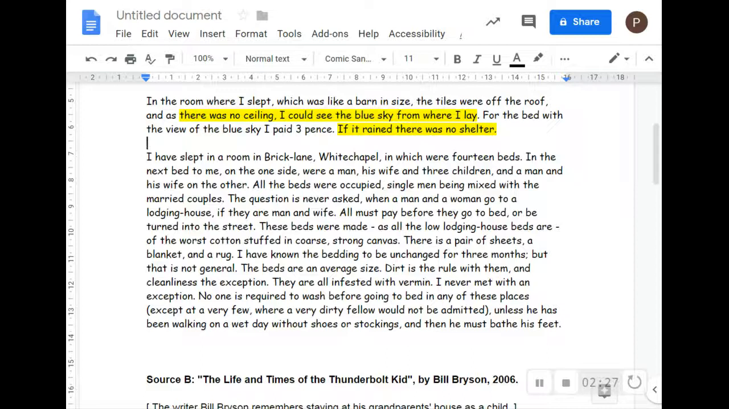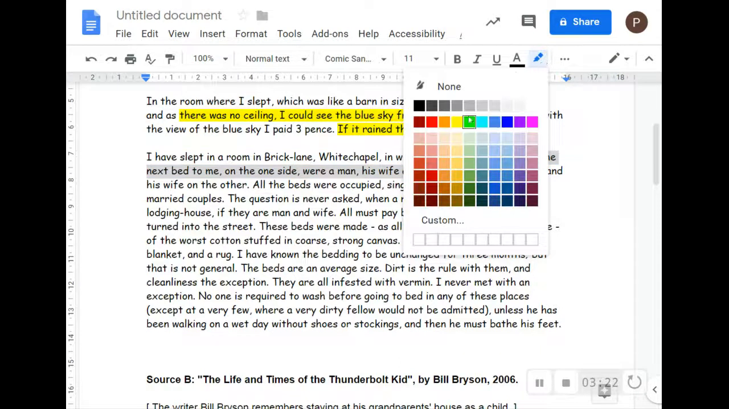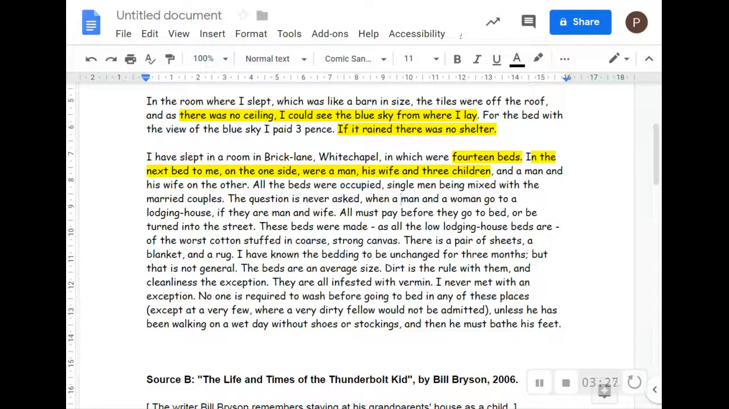"I have slept in a room in Brick Lane, Whitechapel, in which there were 14 beds." Okay, so first of all, feels like the area is a little bit crowded. That could be a problem too. "And the next bed to me, on one side were a man, his wife, and 3 children, and a man and his wife on the other. All the beds were occupied, single men being mixed with married couples. The question is never asked when a man and woman go to a lodging house if they are man and wife." Now this feels like he could be saying it's a problem. People in the 1800s might have found it very troubling to have mixed genders like that. But I'm not feeling 100% confident on my knowledge of 19th century gender norms, so I'm going to leave that. However, I can definitely say that in the next bed, being a man, a wife, and 3 children, with each bed having so many people, that can also be a very clear problem.